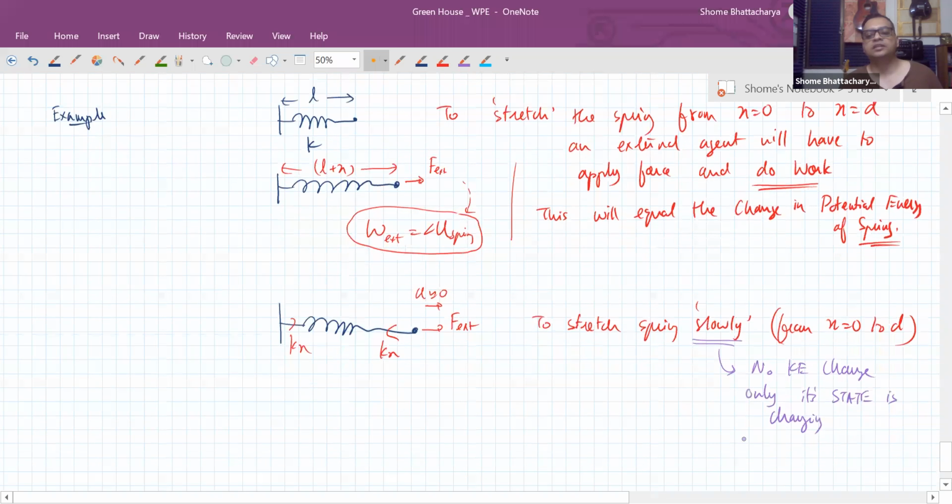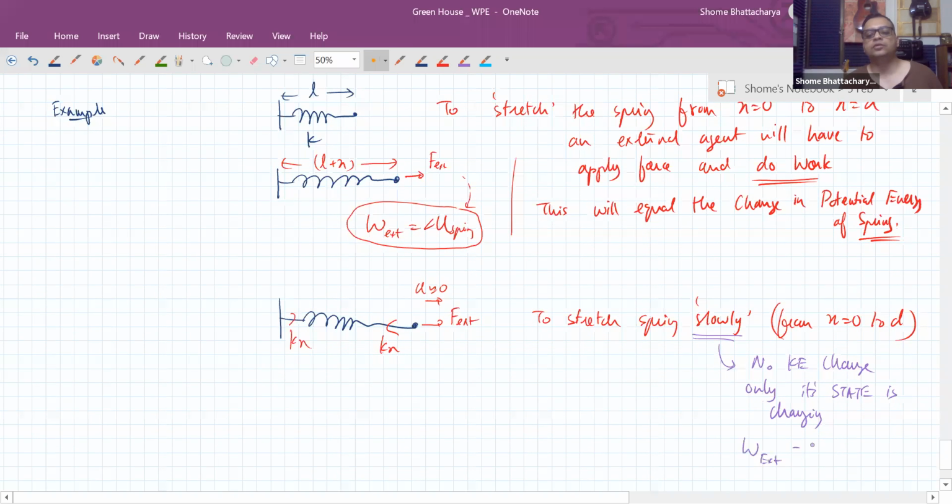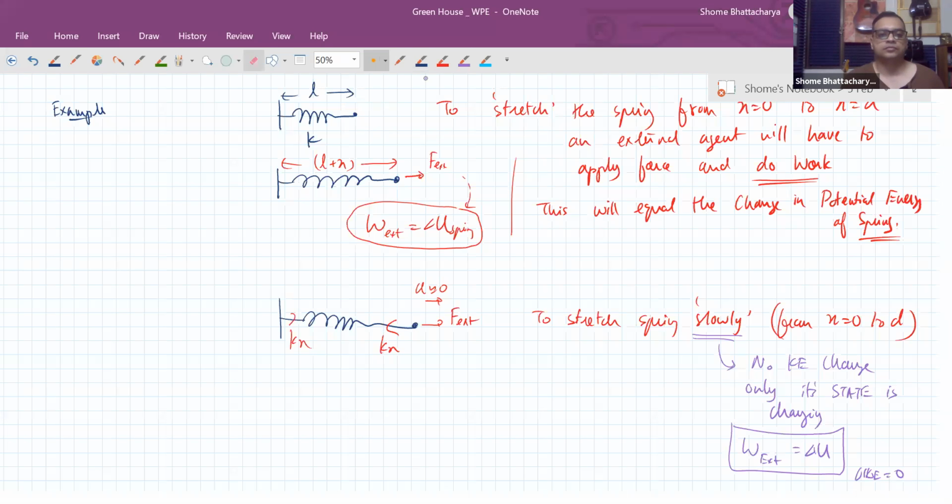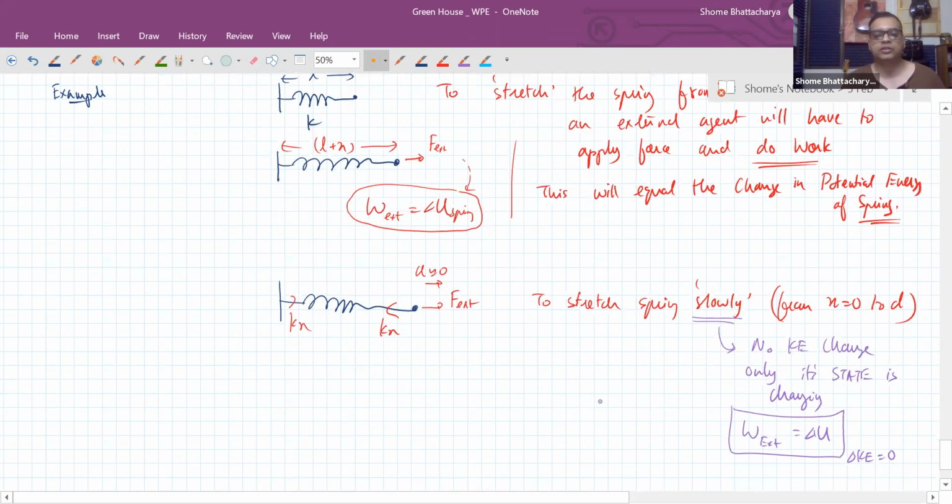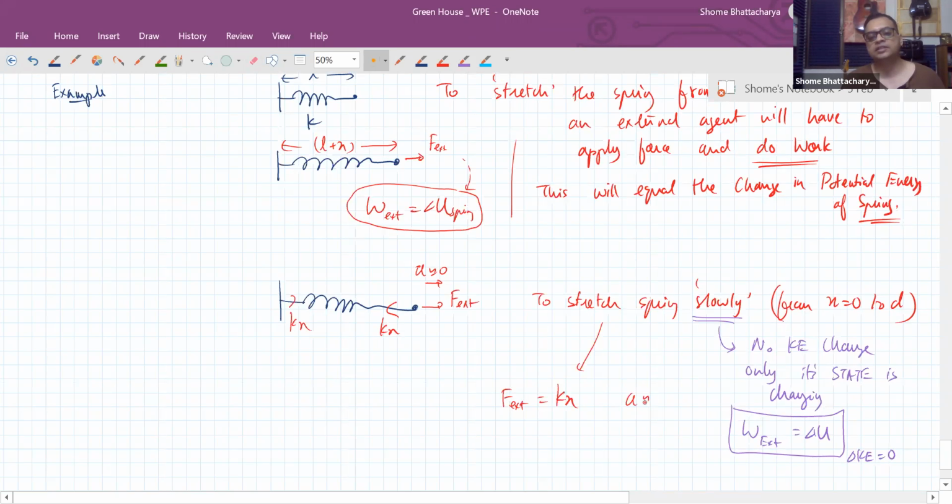So the work done by the external agent will be equal to the change in potential energy, because there is no change in kinetic energy involved. So I want to do a calculation of change in potential energy. So I should do work in such a way that there is no kinetic energy change involved. There is only potential energy change involved. So its acceleration should be tending to 0. So to do this, F external has to balance Kx, because the acceleration is tending to 0.